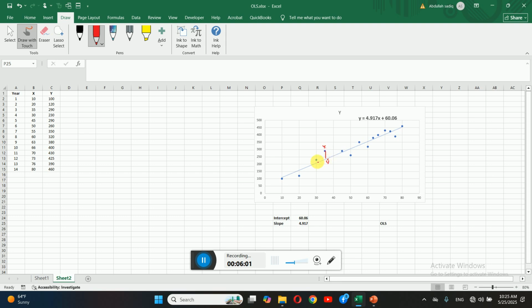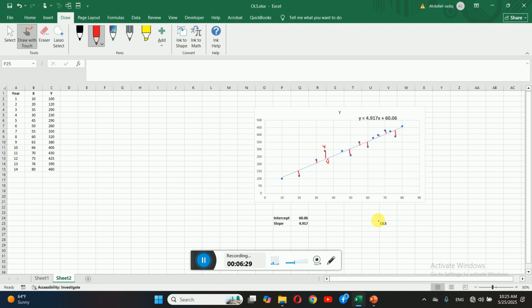So we have error here, and we have also error here. There the error is very small. You can say this point is predicted correctly, and here we have error, dear students, and all these we call errors. Now, what is the concept of OLS, dear students? If you take all these errors, square them and then sum them, then the sum of square error is minimum in the situation of OLS.